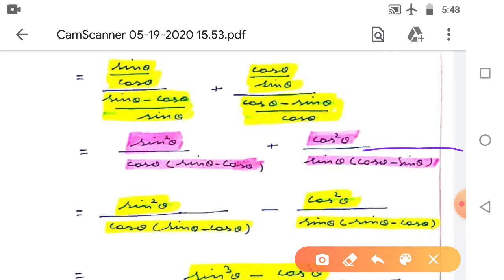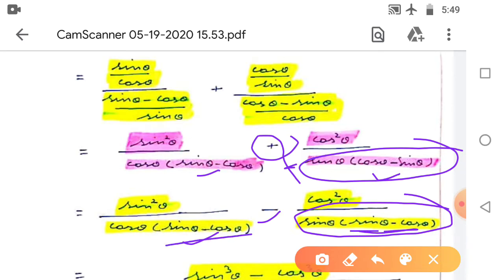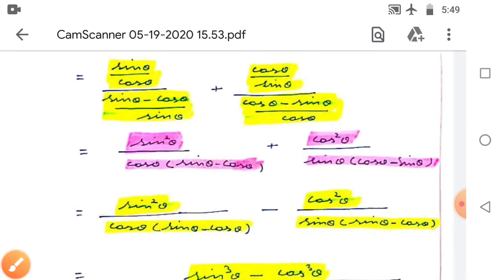Once again, look at here. Here sin theta minus cos theta. Here cos theta minus sin theta. We have to change this as sin theta minus cos theta. So we take minus common. Here minus common. Okay. This minus, when you multiply with this, it becomes minus, and it becomes sin theta minus cos theta. Sin theta minus cos theta. Look at it, this is sin theta minus cos theta. Here sin theta minus cos theta. Here cos theta sin theta. Now it's easy for us to take the LCM.